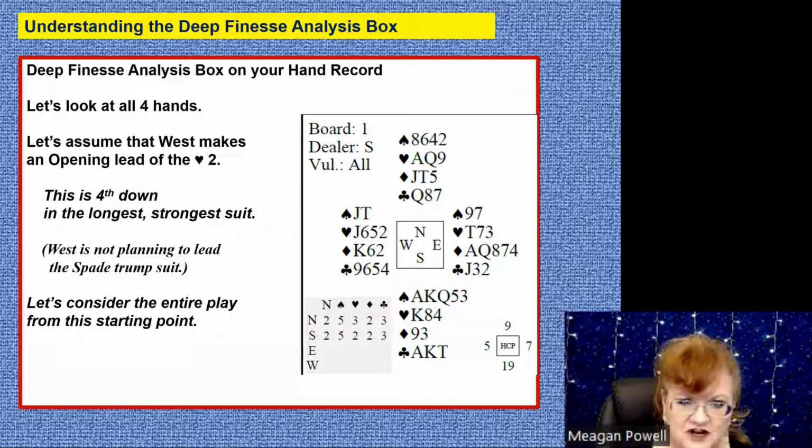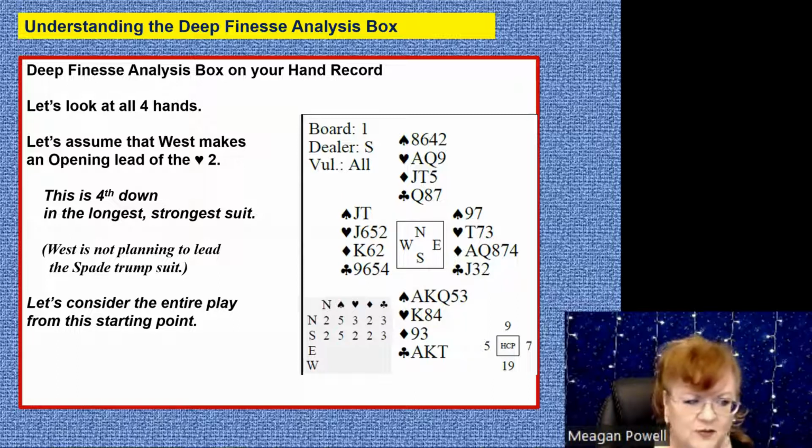Are there ever times when the opening leader leads trump? Yes, but there are reasons. And most of those times, those reasons are not in place. So don't get in the habit of leading trump. You're only helping the declarer, not your partnership, usually. So you look for a different suit, West. The best suit you have is hearts. It's the longest, and you should lead 4th down, the 2 of hearts.